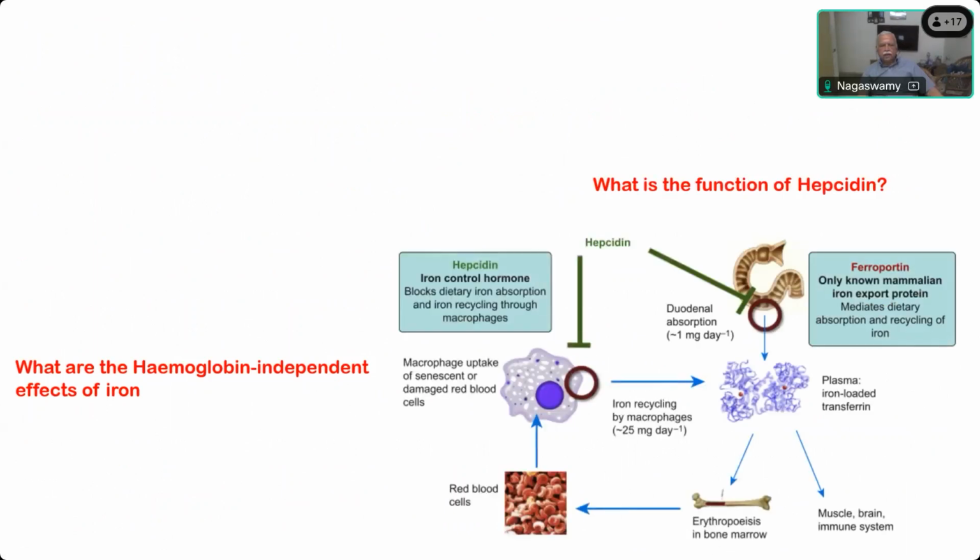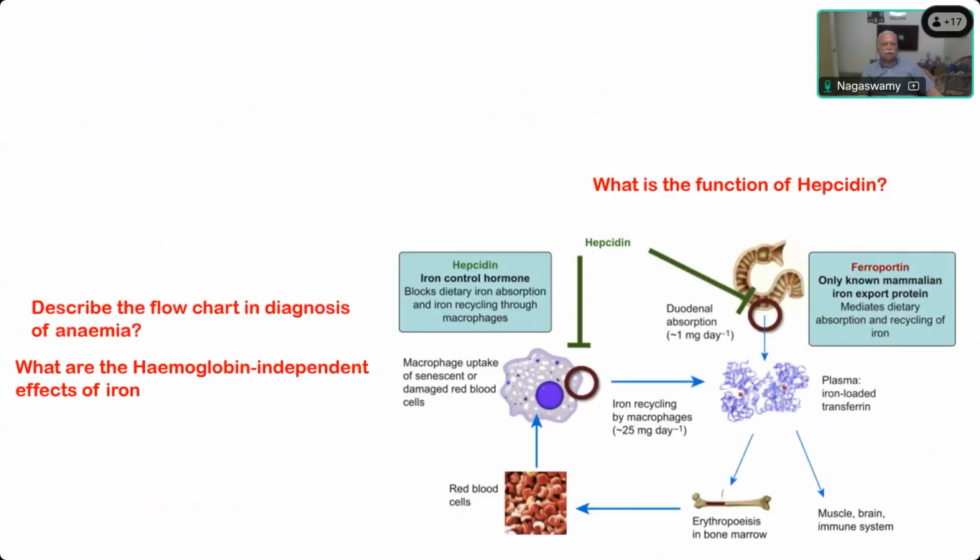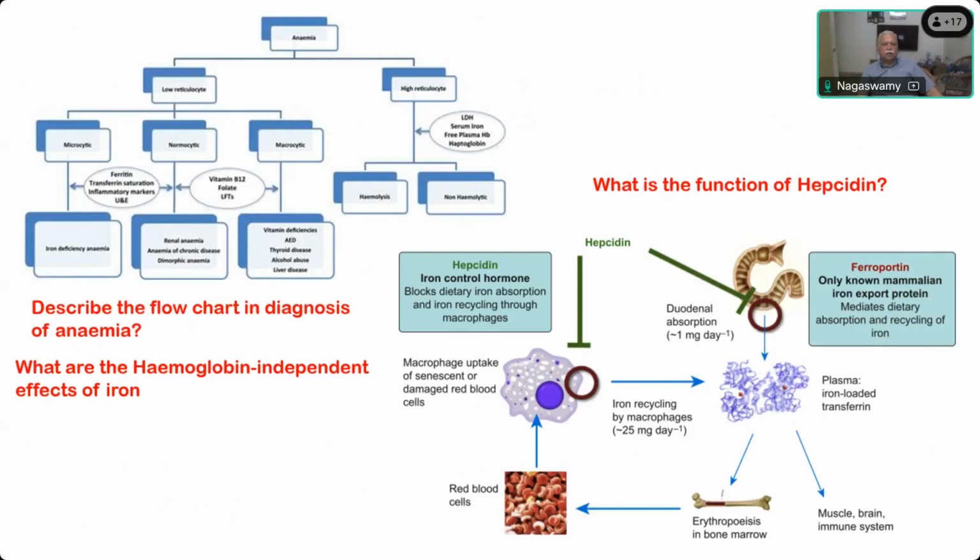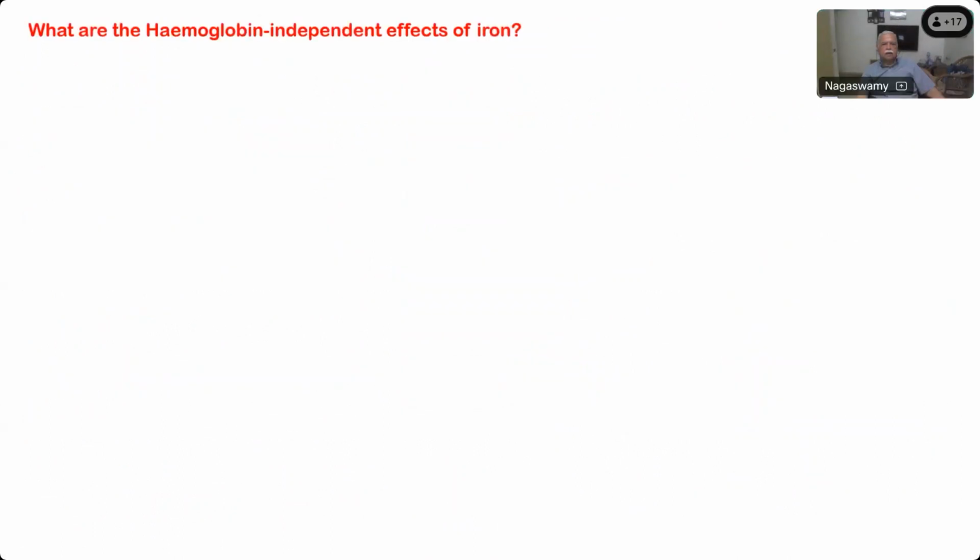Is iron required only to make hemoglobin, or is there a role for iron in any other functions in the body? Like electron transport chain. Electron transport chain, very good. First and foremost, enzymes. Okay, so there are several things. This is the function of hepcidin. Before that, I think the flow chart. So this question I think is wrongly printed on the other side.